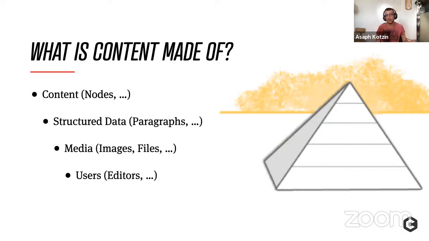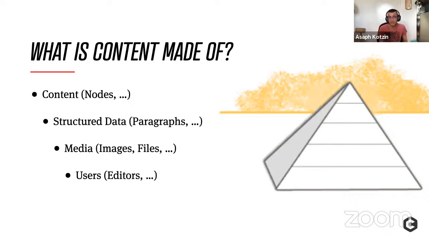Thanks. So what is content made of? When we think of content, we mostly think about a node that the user views on a website. This content, this node, is actually built of many different pieces. It's constructed of structured data. This can be paragraphs, it can be field collections, it might be what we call utility nodes, which are nodes whose only purpose is to enrich a different node. But all of this structured data is part of this node.